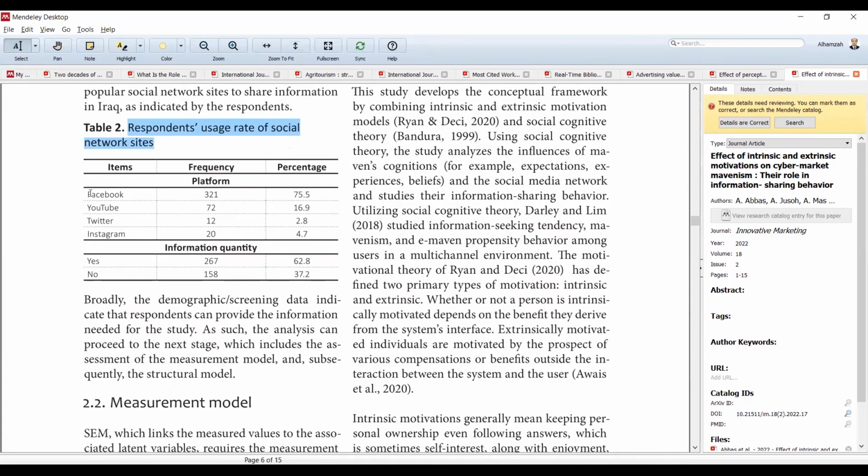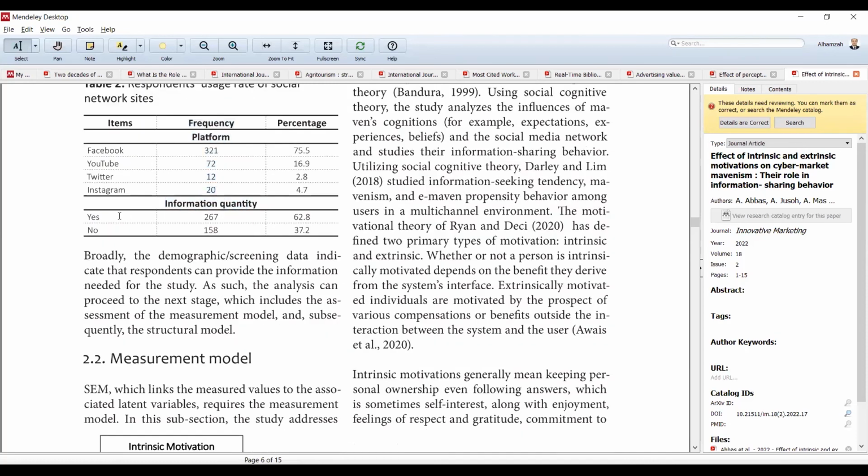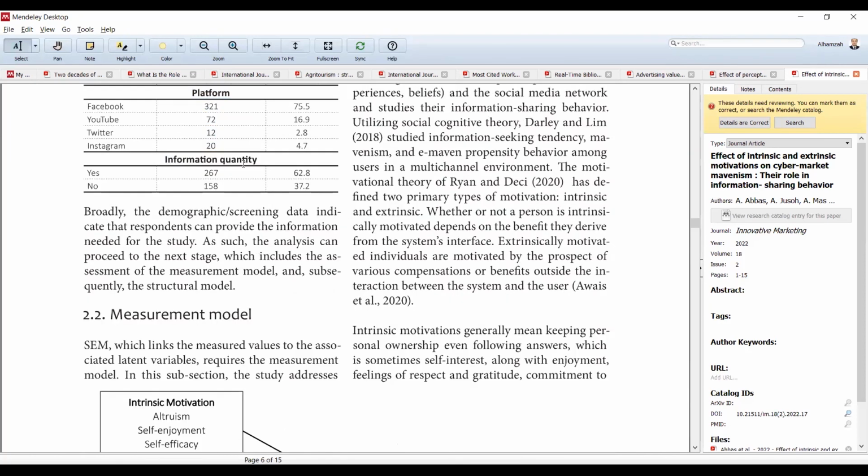And also here I talk about this table, about the respondents' use of social network sites. You can see that these are the main social network sites in Iraq, and the most popular one is Facebook, and then YouTube, Instagram, then Twitter. It's not arranged, but it's okay. I mean, it should be Instagram here. But the idea is you're showing the frequency of the respondents, which platforms are most used. Also here the information quantity, how many respondents, so we have a lot of information. So I will not go into the details.